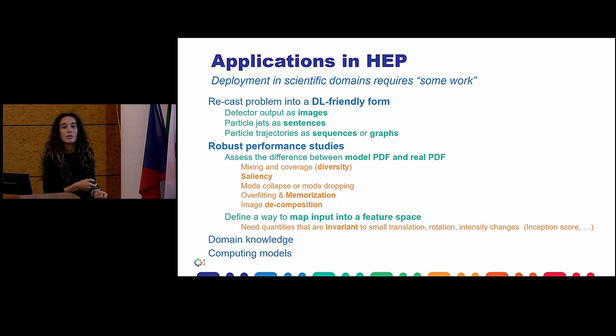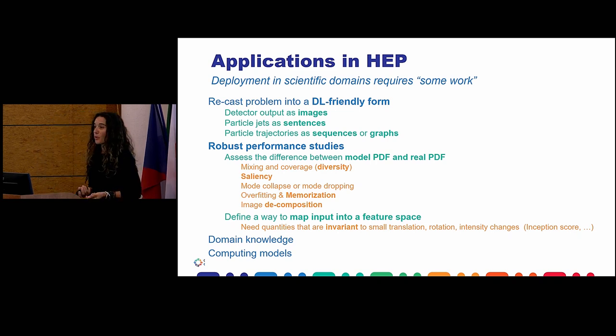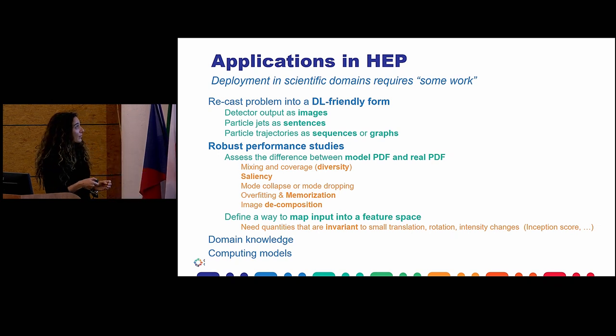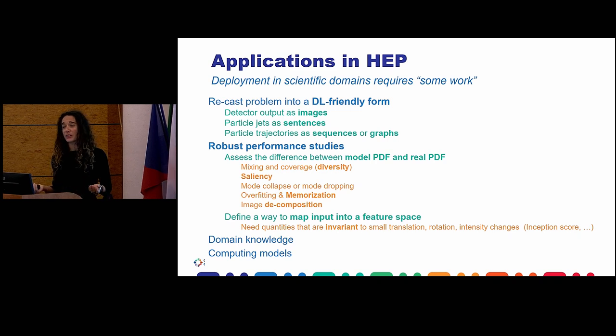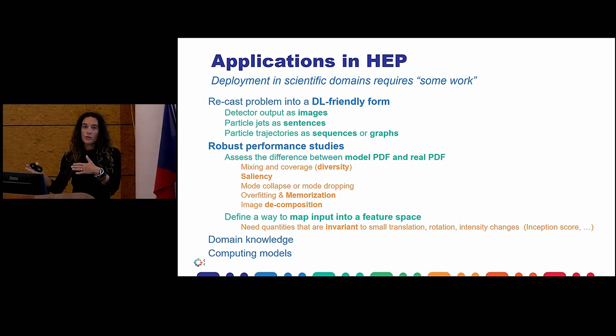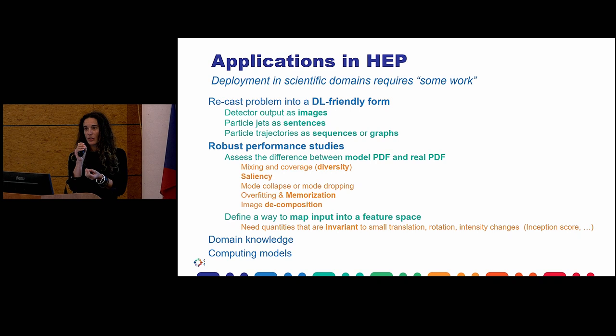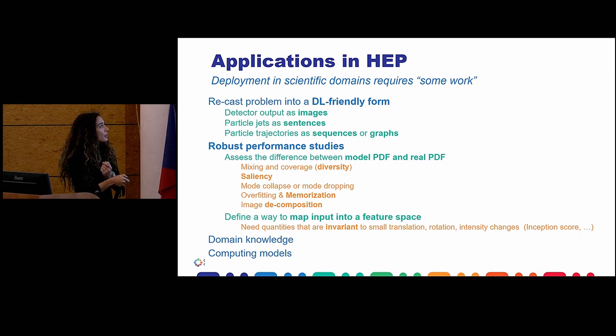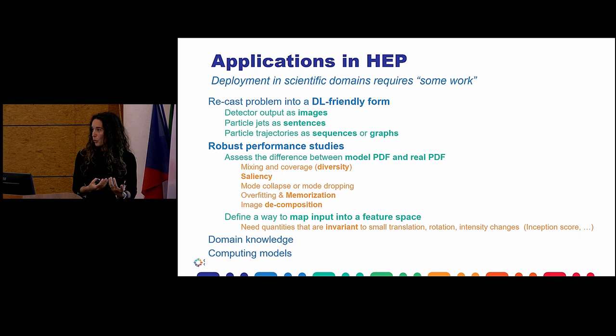A second part of it, as was highlighted also by the previous speaker, is that there is a huge amount of work that you have to do in order to validate those models. And in the case of generative models, there are a lot of different things that you should check. For example, the mixing and the coverage, so that the level of diversity in the sample that you generate is what you expect, that all the quantities that are specific to some particular sample are actually reproduced correctly by the network, that there is no mode collapse or dropping, that the network is not memorizing specific samples and giving them back to you when you run inference, and that it's not just making a patch composition of different small pieces of the original samples.